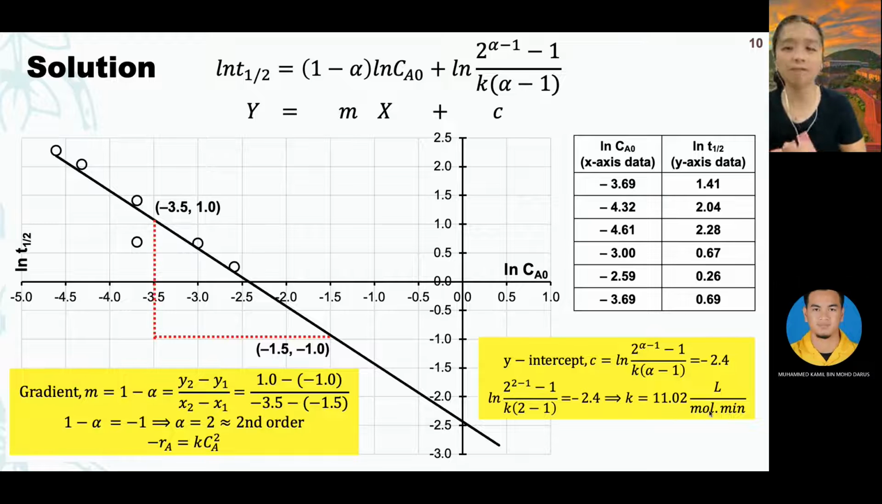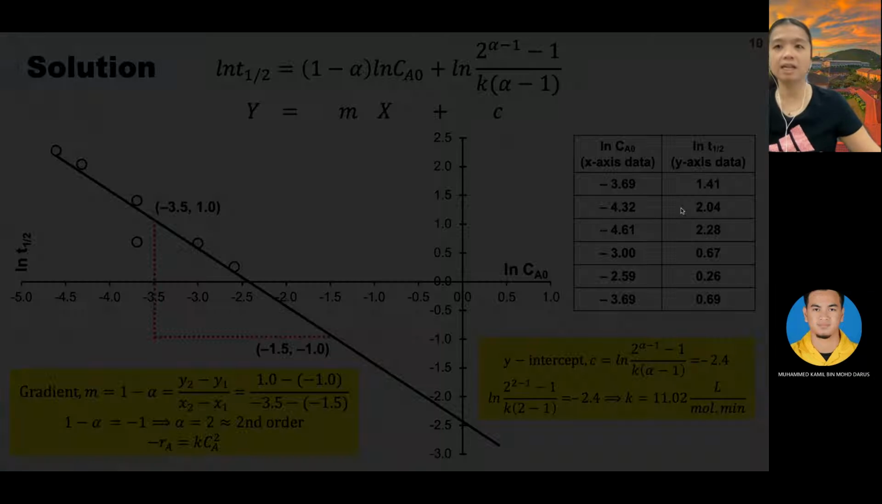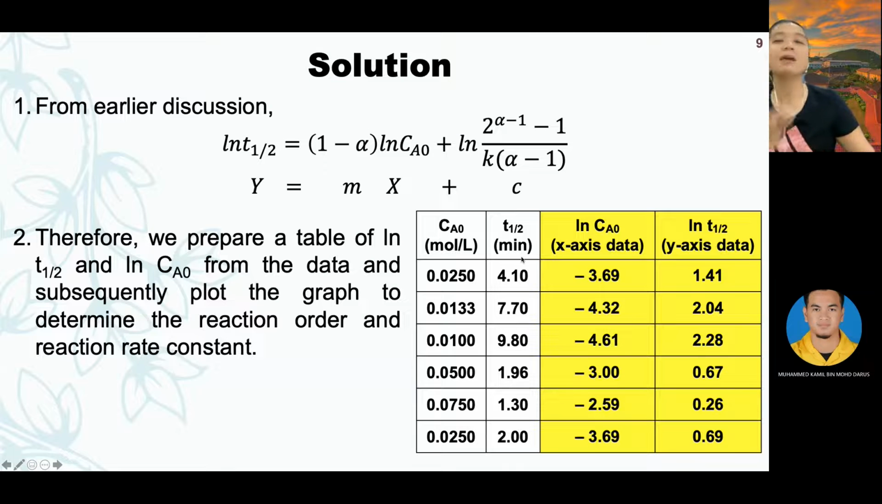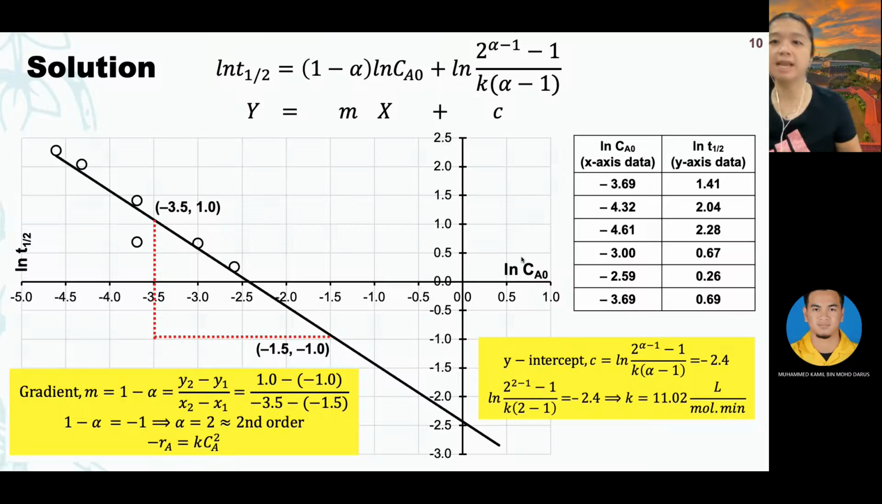Okay. However, kalau dia first order, the dimension of K will be 1 per time ataupun per time. So maksudnya per hour, per minute, per second, depending on the unit that you use lah. So for example dalam eksperimen ni, dalam soalan ni, data time kamu minute. So kalau dia first order, unit K tu adalah per minute.